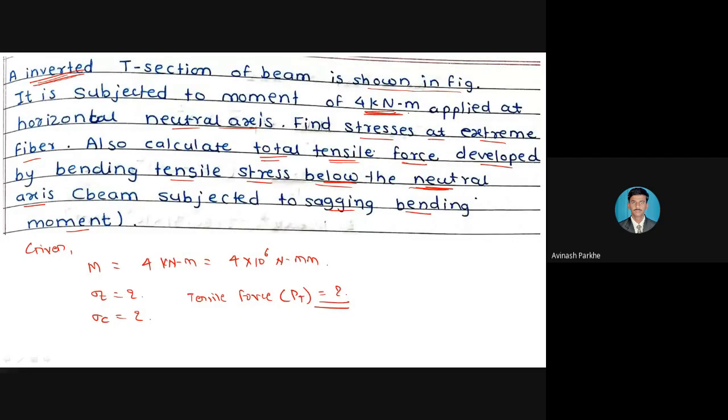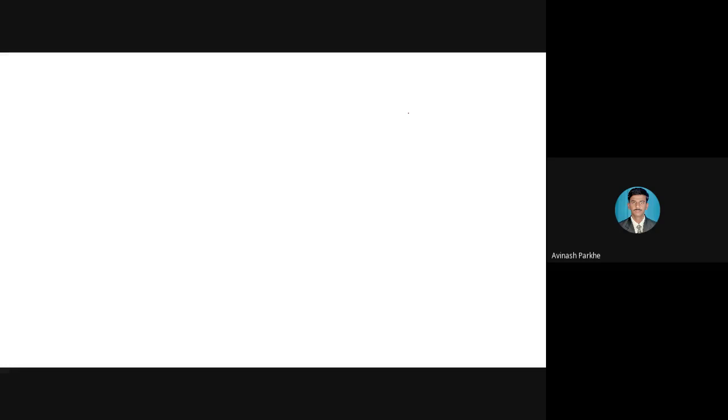Now the inverted T section is given, so I will draw that figure here. Their important dimensions are given, so let us see. This is the inverted T section, exactly opposite. Inverted means the flange is given at the bottom side and the web is present as it is. So this is section number 1.